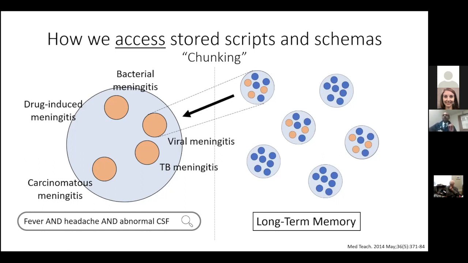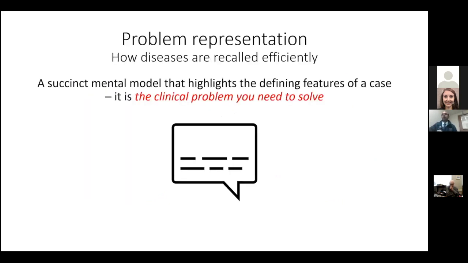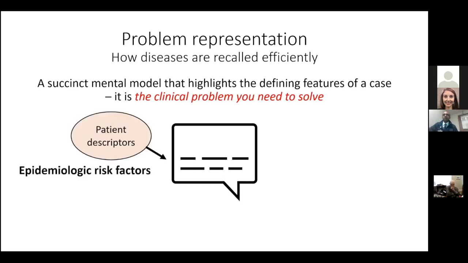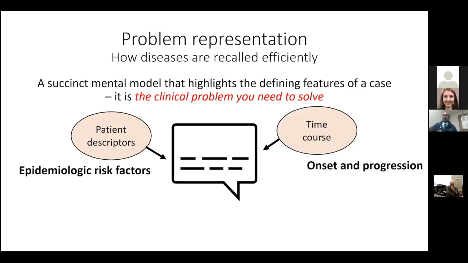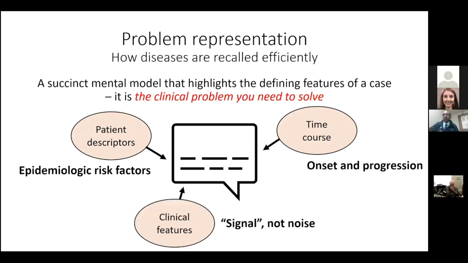So this process of identifying clinical salient features that activate knowledge efficiently is called problem representation, which is essentially a succinct mental model that highlights the defining features of a case, and is really the clinical problem you are solving or that you need to solve. And it contains 3 elements. One is patient descriptors like epidemiologic risk factors, age, biological sex. It includes time course, like how the disease began and how it has evolved. And it includes clinical features, which you have deemed to be relevant, like dyspnea or chest pain rather than toe pain and pruritus.